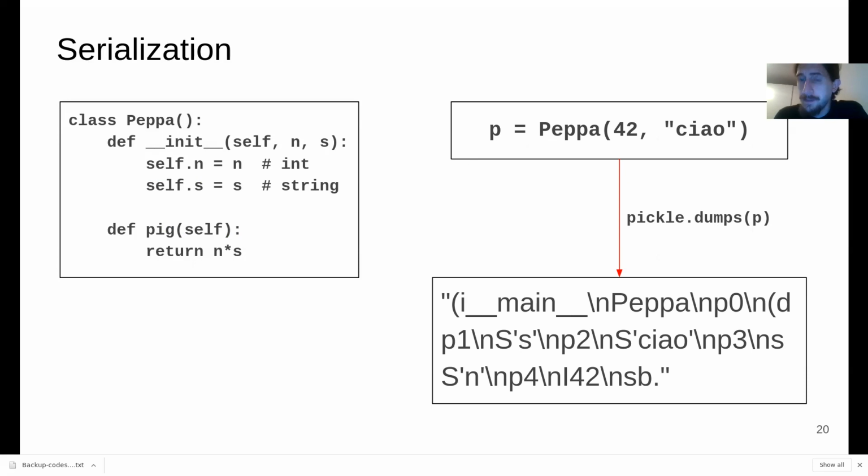Why would you do this? Well, the idea is that you want to take this instance and you want to translate it into a series of bytes. This is the process called serialization. With the idea that maybe we can send this string to another component. So for example, let's say that I have component X and component Y, and component X has access to this instance of the object Peppa.